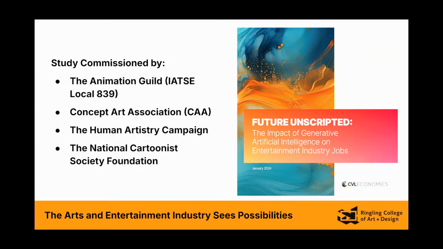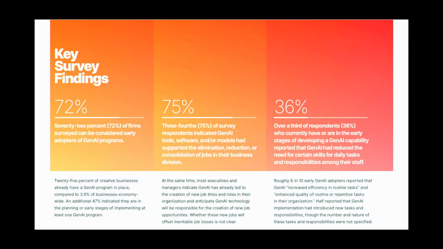So you can download this for free, this Future Unscripted report. It's a year old now, but full of interesting things, commissioned by the Animation Guild and the Concept Art Association. It looks at talking to 300 C-level leaders at entertainment companies. I have just a couple slides. There's a lot of interesting information, but three-quarters of the survey, and the survey is a year and a half old now, indicated that Gen AI tools, software, and models had supported the elimination, reduction, or consolidation of jobs in their business division. So they're using it in interesting ways. Firms surveyed were considered early adopters of AI programs.